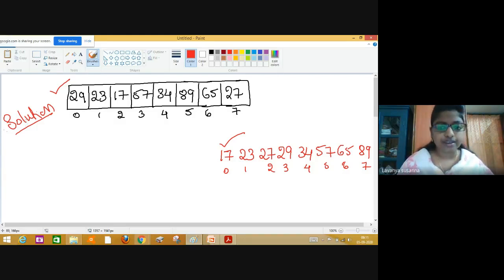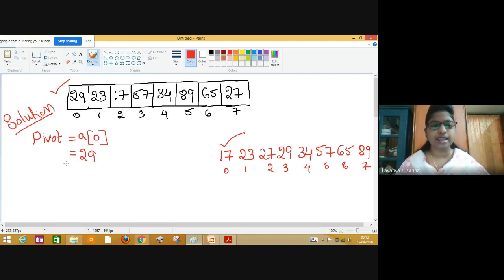Keep solution. Okay, I'm explaining the problem, how to solve it. Now in solution, what you have to do is first you need to take a pivot variable. Pivot equal to A of 0. Remember, pivot is always the first element. What is A of 0? A of 0, the zeroth index element, 29. Pivot equal to 29.